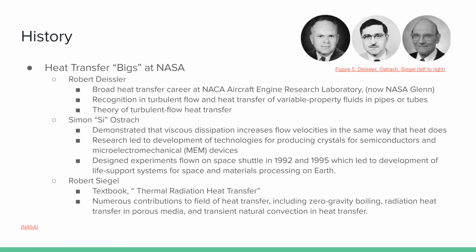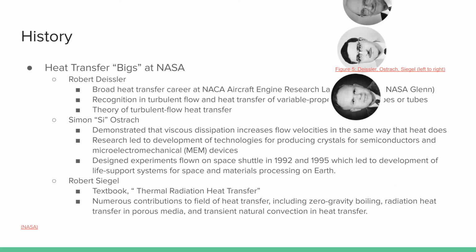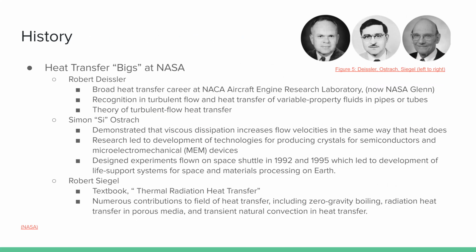Some significant people that helped us solve some of the big questions of heat transfer include Robert Diesler, Cy Ostrach, and last but not least, Robert Siegel. These NASA bigs most definitely got theories and coefficients named after them before we could, as they fundamentally developed our knowledge of heat transfer. Diesler worked at NASA Glenn and had a lot of recognition in turbulent flow and heat transfer of fluids and pipes. Ostrach's research led to semiconductor production, and he also designed a few experiments that were flown on the space shuttle. Siegel is one of the authors of Thermal Radiation Heat Transfer textbook, with numerous contributions to the field of heat transfer.